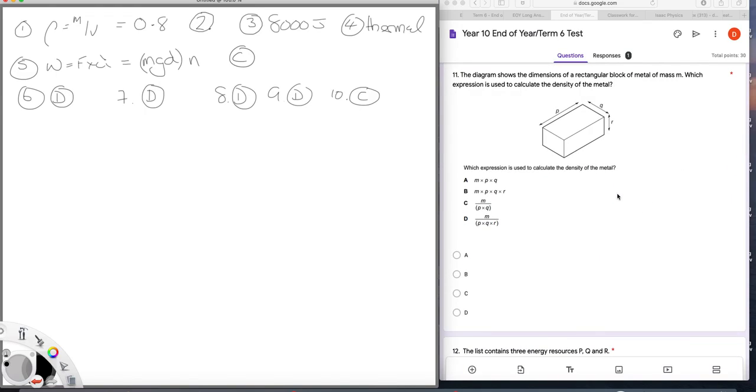Question 11. The diagram shows the dimensions of a rectangular block of metal of mass m. Which expression is used to calculate the density? Density is mass over volume, and the volume would be P times Q times R. So the answer is D.